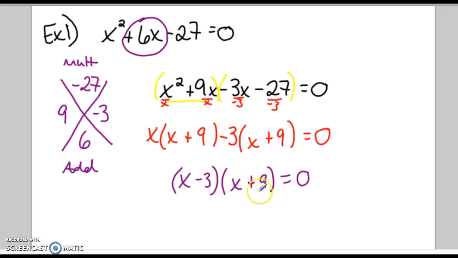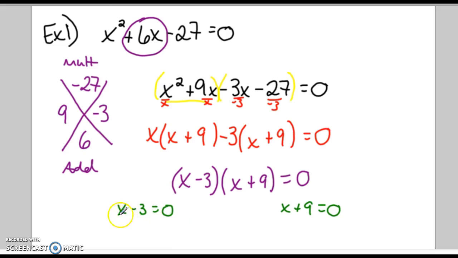And here comes the different part. Now I have x minus 3 times x plus 9 equals 0. So we want to find what values x can be. We are going to set them both equal to 0 separately. Off to the side, I have x minus 3 equals 0 and x plus 9 equals 0. And now all you have to do is solve these. They are simple one-step equations.